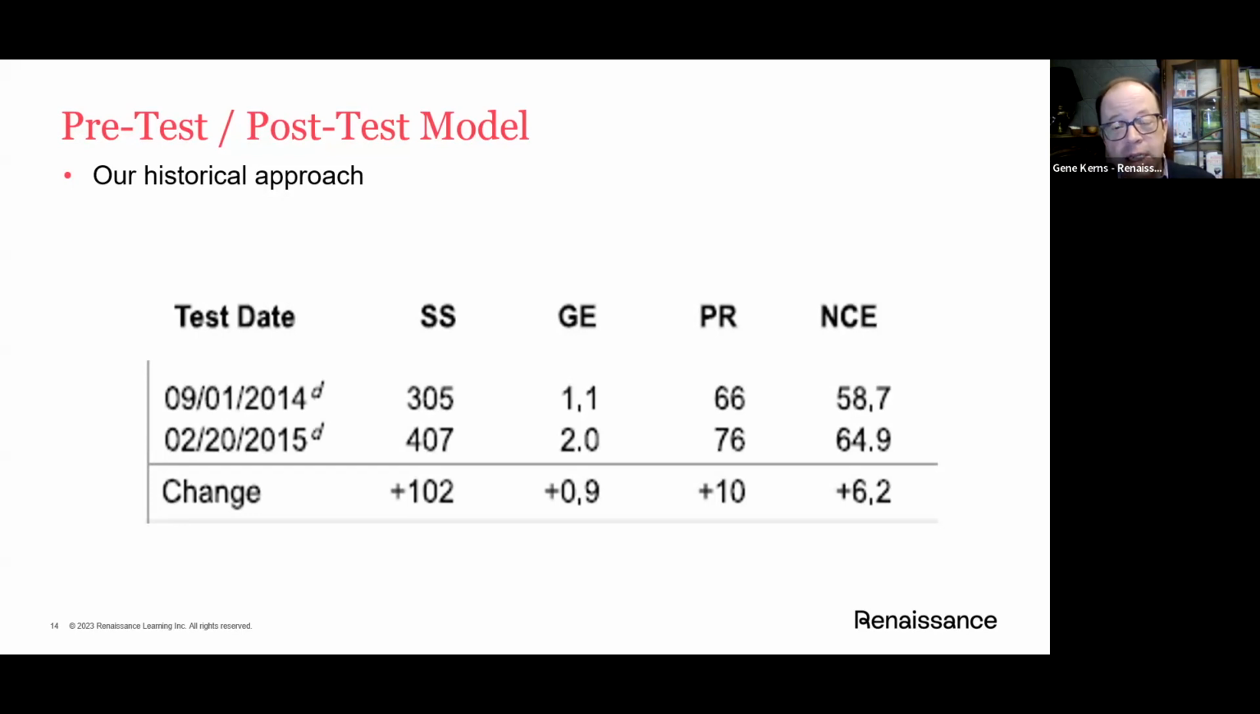We might have said, well, this kid tested on the 1st of September. They got a scale score of 305, which was a percentile rank of 66. By February, their scale score had increased to a 407. That's up 102 points on the scale. And their percentile rank went up to 76. So they increased 10 percentile points on the scale. Okay. The whole point is all we're doing here is taking one test score, comparing it to another, subtracting it, and getting the differences.